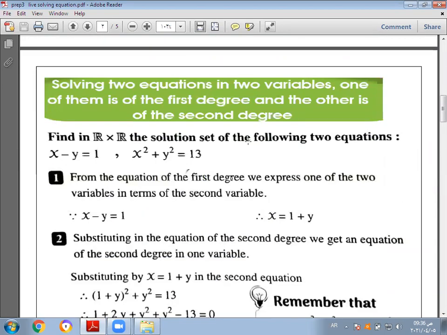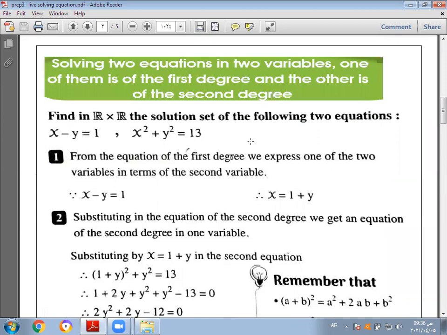Like this example, we want to solve these equations. Find in R times R the solution set of the following two equations. The first equation is x minus y equals 1, and the second equation is x power 2 plus y power 2 equals 13. We want to find the values of x and y that satisfy the two equations.